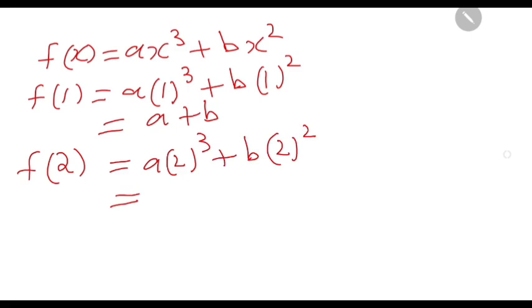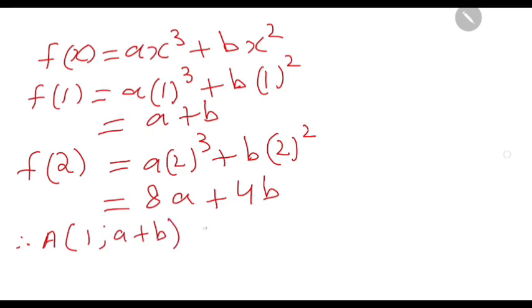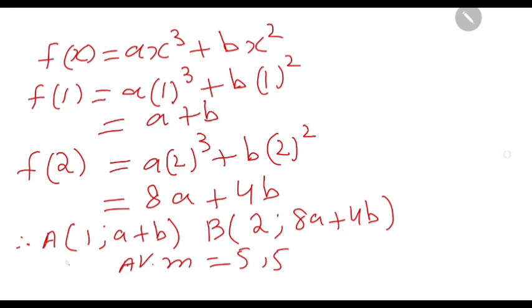Solving for f(2), we have 8a + 4b. Therefore, the coordinates of A are x value 1, y value a + b, and the coordinates of B are x value 2, y value 8a + 4b. Now I'm going to take the average gradient between A and B. The average gradient is already given as 5.5.